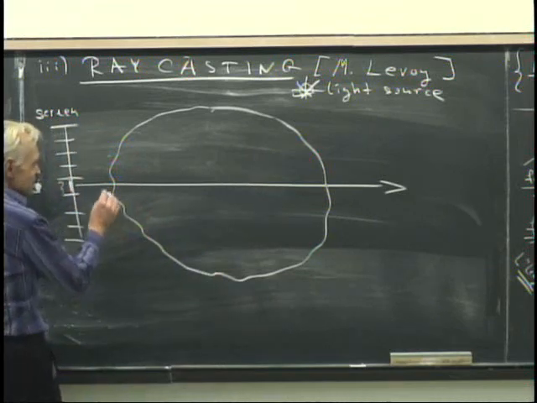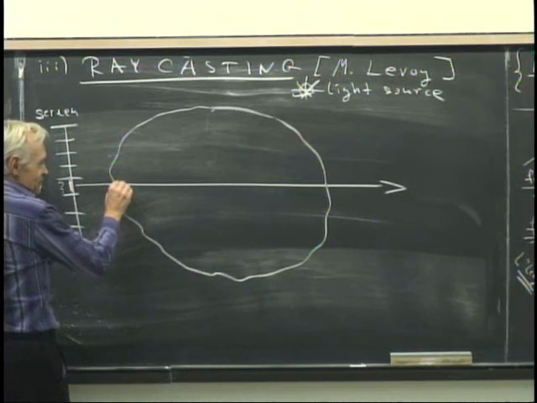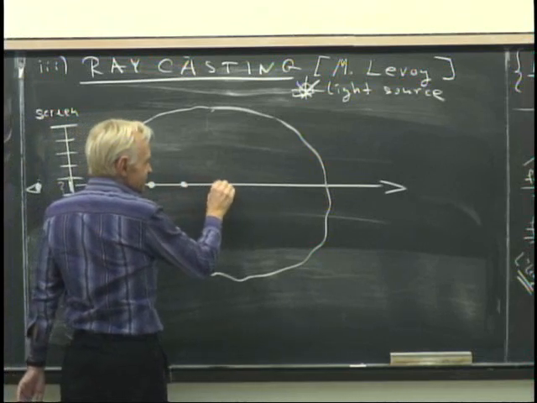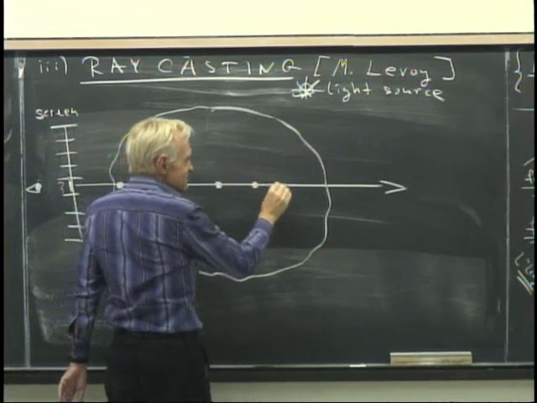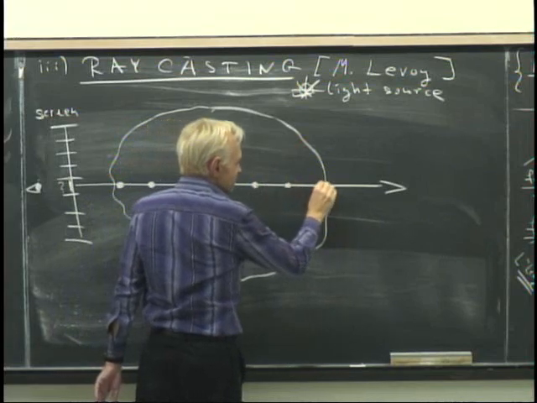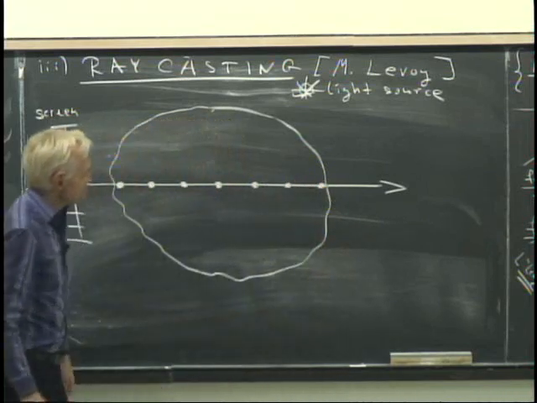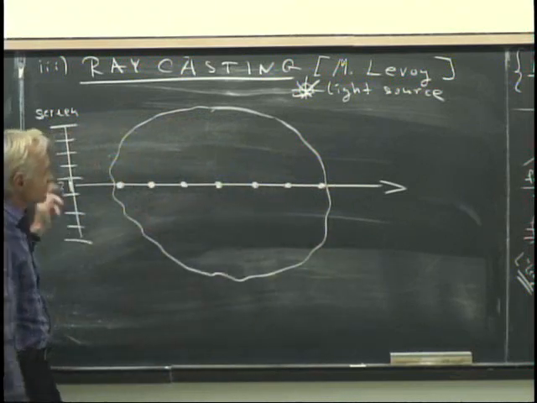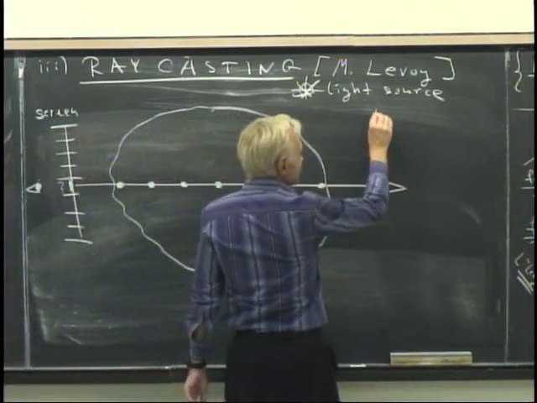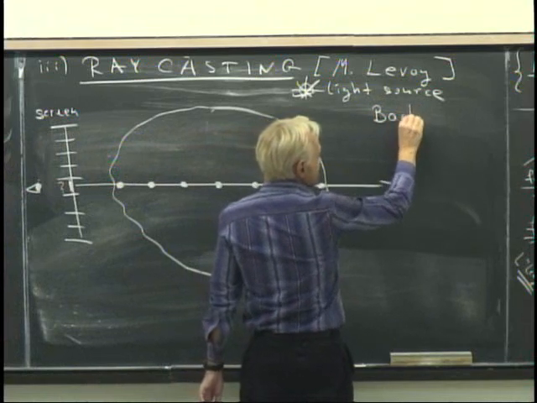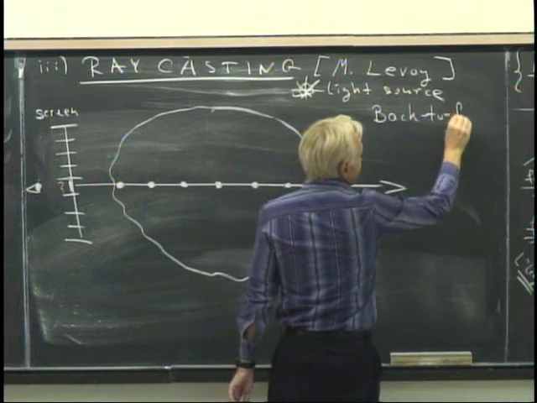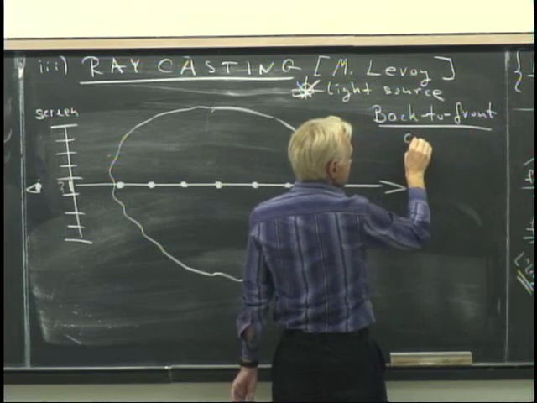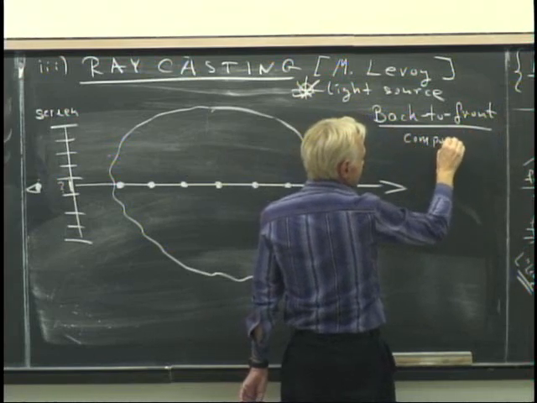So what we do is we sample. We take a bunch of sample points, and we compute the characteristics of lighting just at these locations. In the original thinking, we start numbering from the back. And so this is back to front compositing. That's what it's called, back to front compositing.